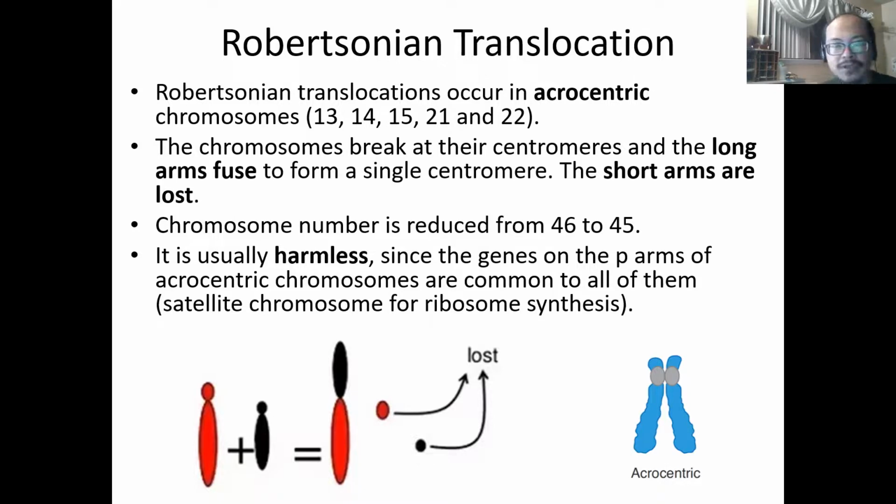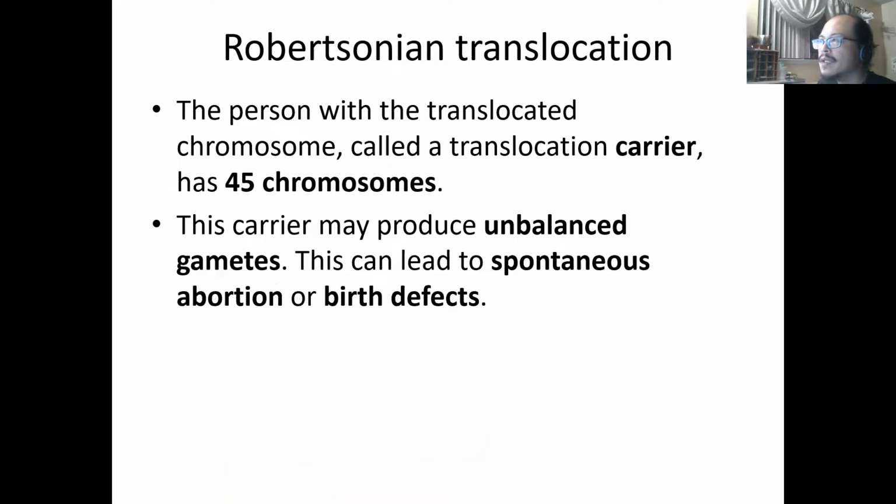So we learned these two types of translocation. Reciprocal translocation, where two pieces switch between each other. And the Robertsonian translocation, where the two large arms from the acrocentric chromosomes merge to each other. With the Robertsonian translocation, we reduce the chromosome number from 46 to 45. So this is usually unbalanced, but harmless. However, even though it's harmless, its gametes could be harmful.